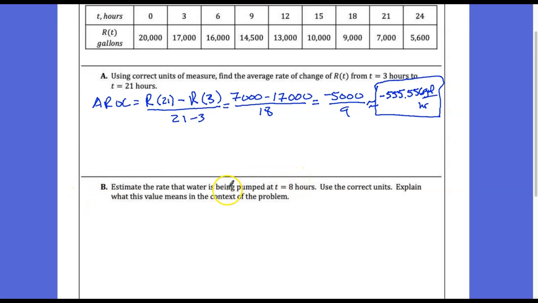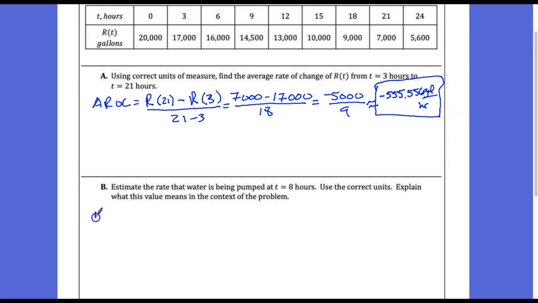In Part B, we're told to estimate the rate that water is being pumped at t equals 8 hours. Use the correct units and explain what this value means in the context of the problem. So this is an instantaneous rate of change, and it would be the derivative or the slope of the function at that particular value of t. But we have discrete data presented in a table, and if we look for t equals 8, it's not there. So what we're going to have to do is use the average rate of change over the smallest possible interval as an approximation for the instantaneous rate of change.